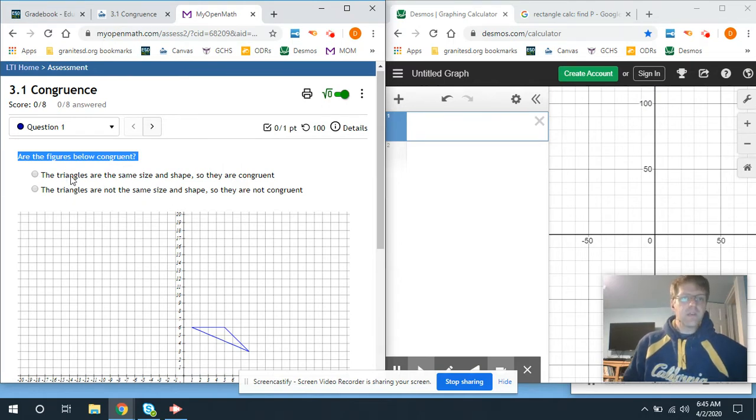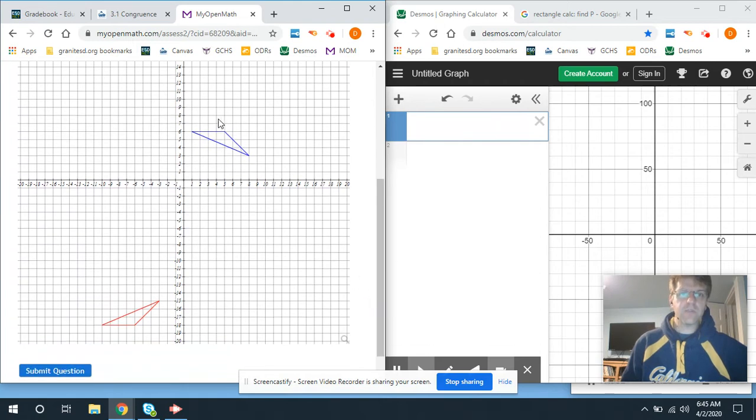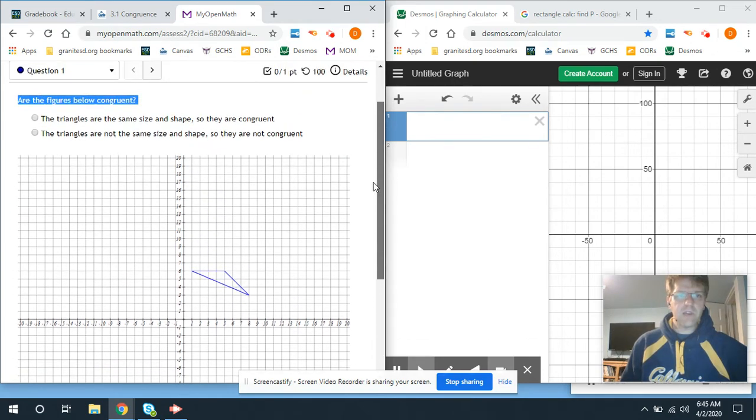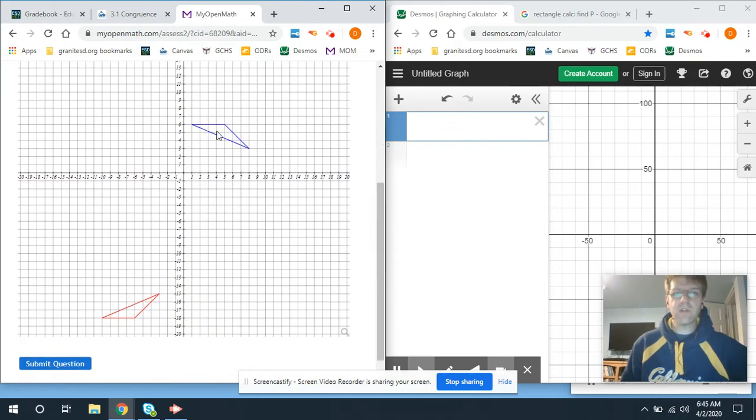So let's look at these two triangles down here. They're a long ways apart. So there's this blue one and the red one. Are they the same size and shape? Well, on mine, I think that they are. If on yours they're not, then you should say they're not congruent. But on mine, they are the same size and shape.